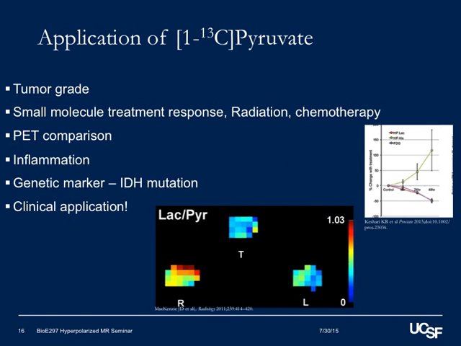And so the C1 pyruvate has been used to verify the different tumor grade. We've shown in the TRAMP animals, the higher the lactate production, the higher the grade. It's been used by a lot of works to show response to treatment. Lactate is a very good readout of radiation effectiveness and chemotherapeutic efficacy.